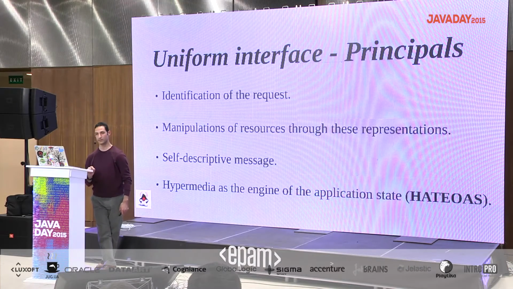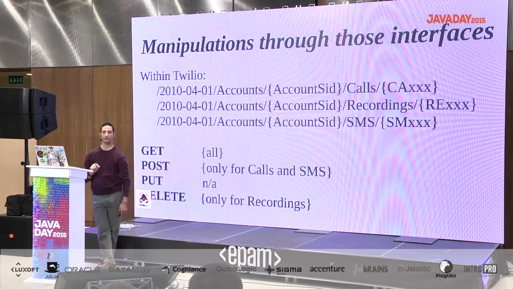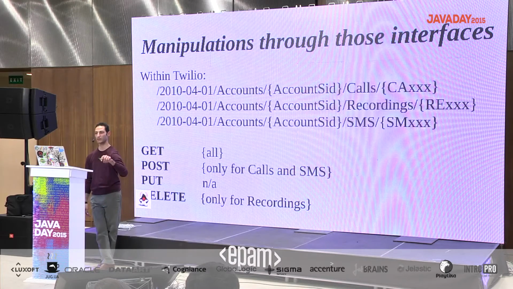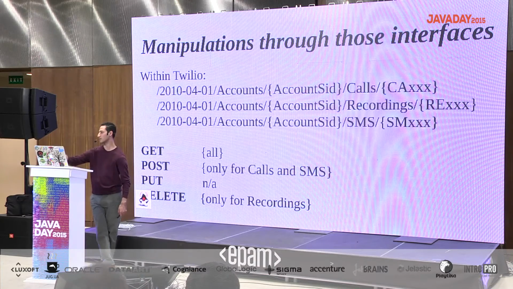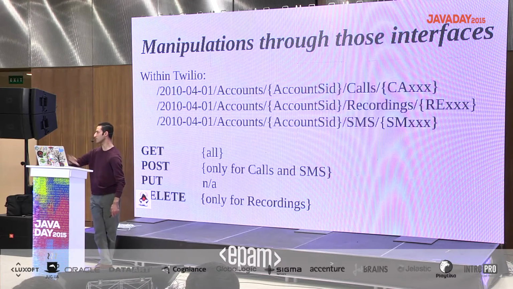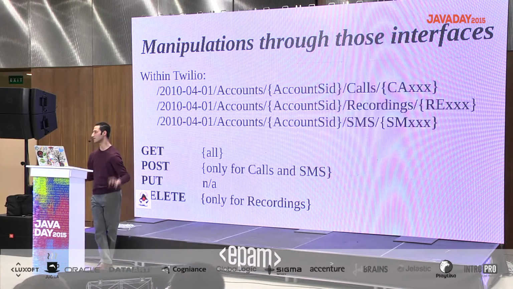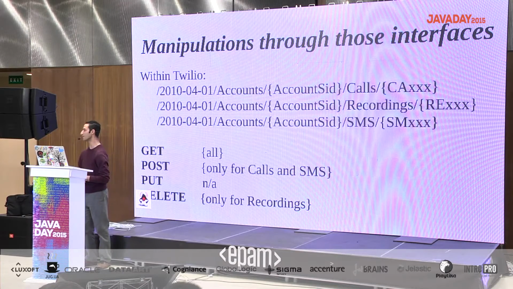Manipulation of the resource through this representation, how? Like Twilio. Twilio has only three URLs to add all of your information and interact with the system. It begins with the account, for security reasons, account SID. You have calls, you can get the call by call ID. You have recordings, you can retrieve them. You have messages. Either you need to send the message or retrieve the message to read it. For all of them, you will find GET to get the information, POST only for calls and SMSs, PUT not enabled, and DELETE only for recordings if you need to delete. That's it. This is the specification of Twilio. So simple.